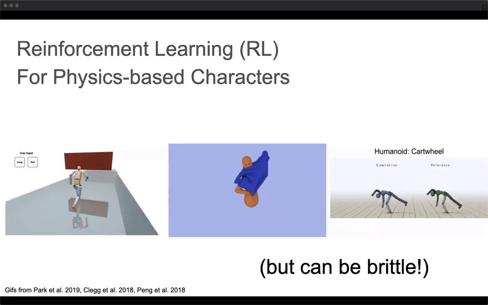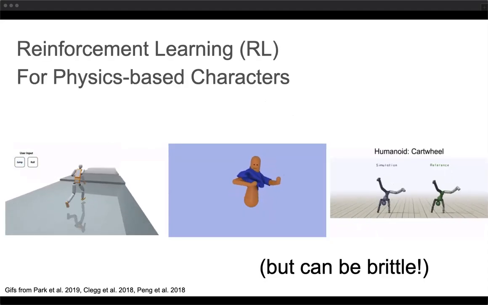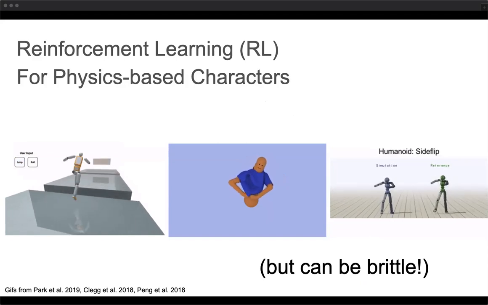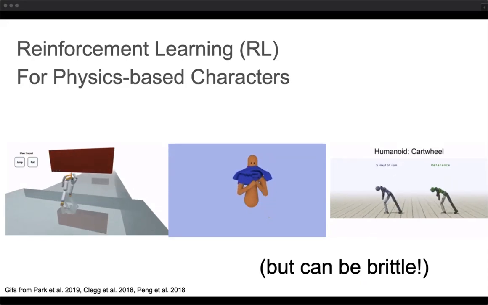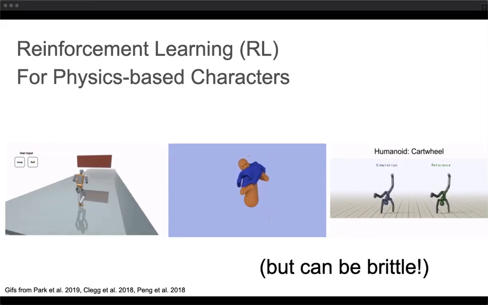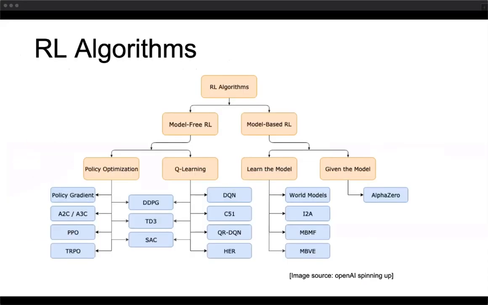RL has been a popular and common technique for physics-based character animation, but it can be brittle to use RL algorithms for this kind of tasks. On the other hand, in the RL community, there has been significant effort into improving RL algorithms. But in most of these cases, the environment has always been assumed as given, as a black box to interact with. This has obscured the importance of RL environment design.